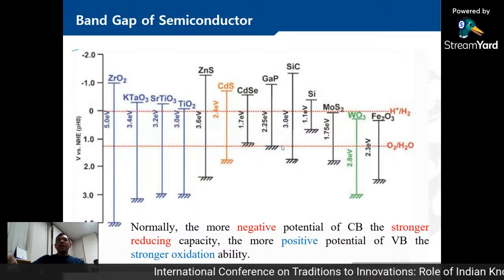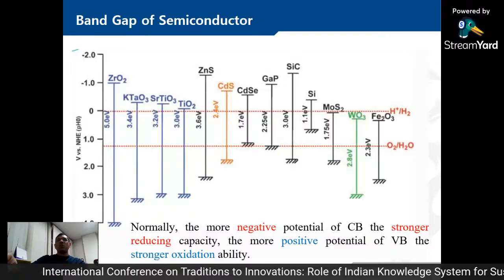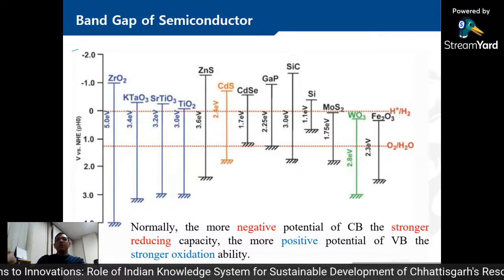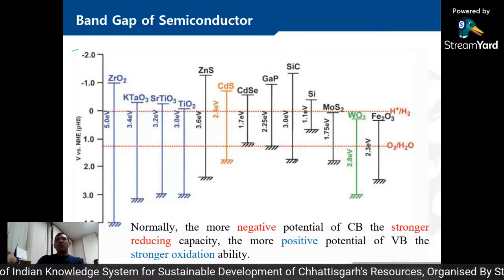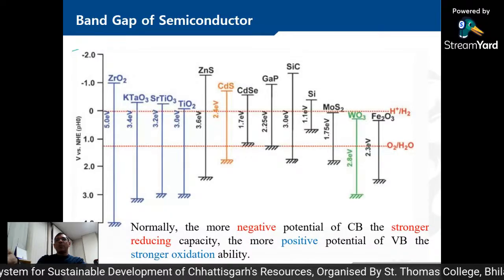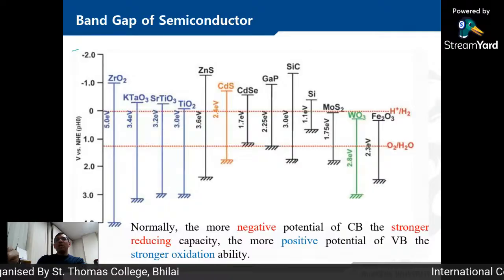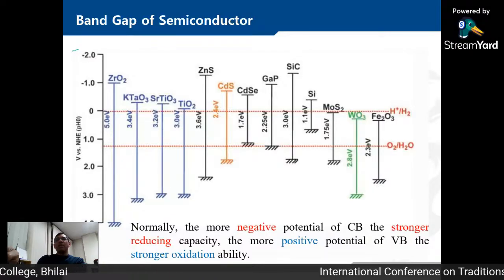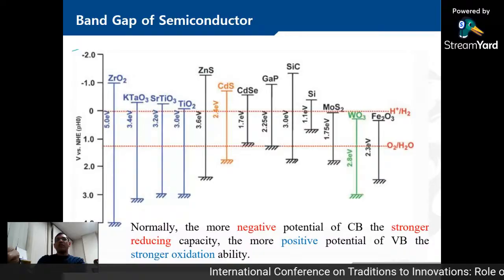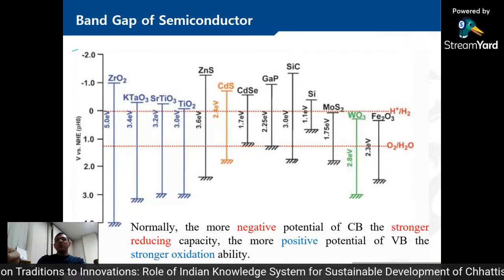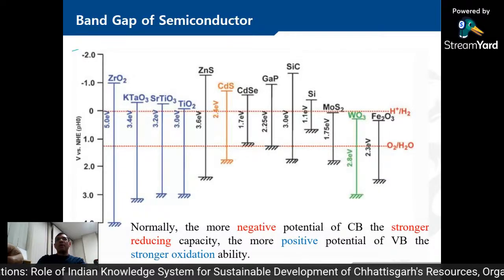And normally this is the band gap semiconductor. So before doing the experiments, we should know the band gap structure. We should know the conduction band and valence band positions, because if you know them, only then can you choose whether this material is suitable for photocatalytic hydrogen evolution. Normally, the more negative the potential of the conduction band, the stronger the reduction activity, and the more positive the potential of the valence band, the stronger the oxidation reactions. So you should choose a suitable band gap material.